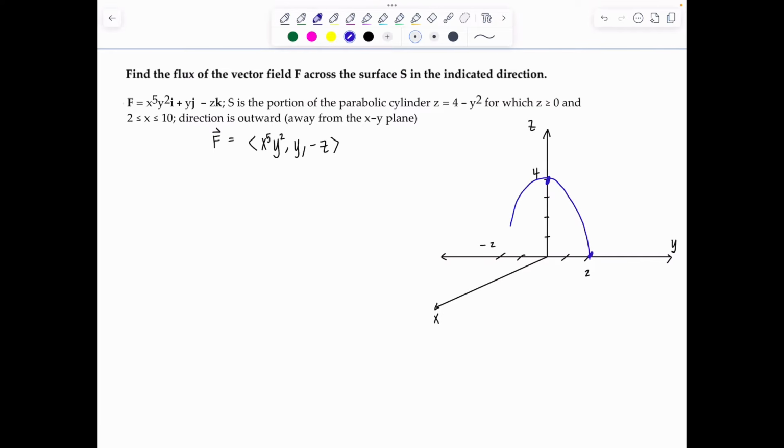Now, since there's no x's in the equation for this parabolic cylinder, that means we take this downward facing parabola, and we're going to project it parallel to the x-axis. So x, they told me, is between 2 and 10. Oh, interesting. I'm going to scale this axis by 2s. 2, 4, 6, 8, 10. Okay, so let's project now.